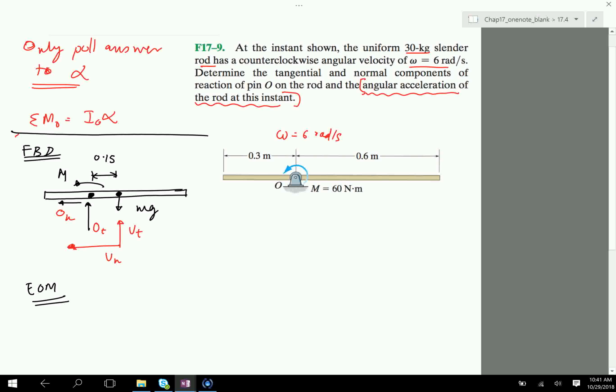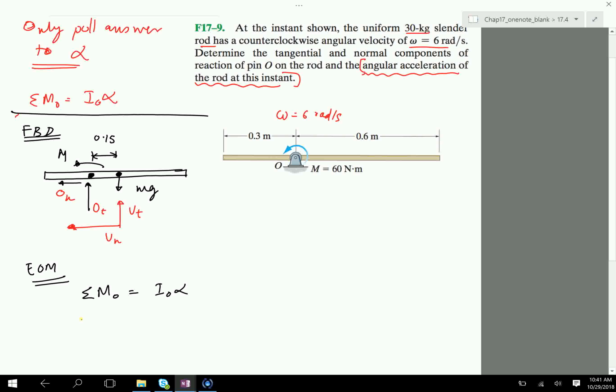Equations of motion. Since I'm only solving for alpha, I'll do M_O equals I_O alpha. The net moment at O is that due to capital M, which is counterclockwise, so positive. Mg also has a moment: mg times the distance from O to G, where this is G. The distance is 0.15, and that moment is clockwise, so negative.